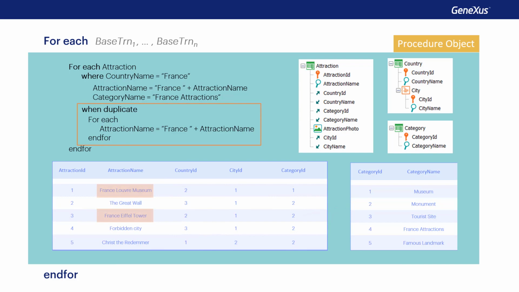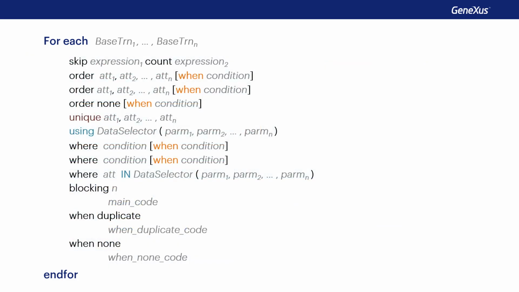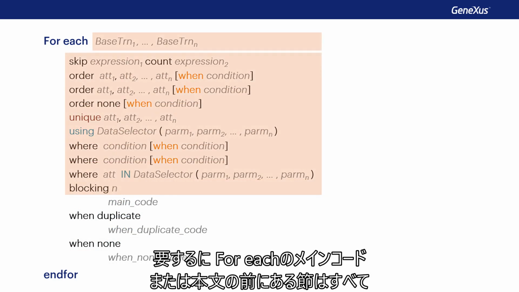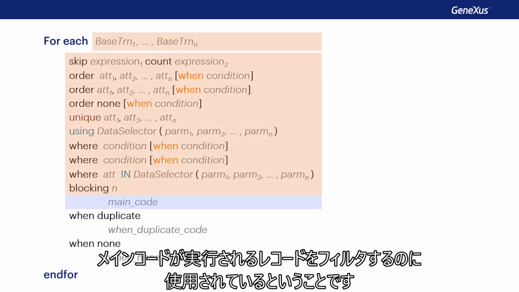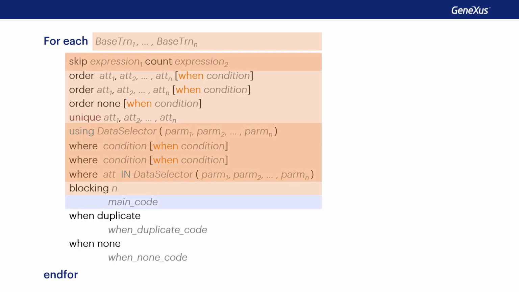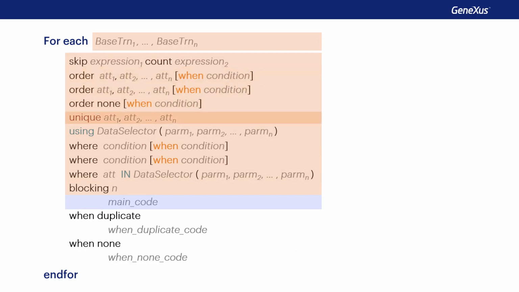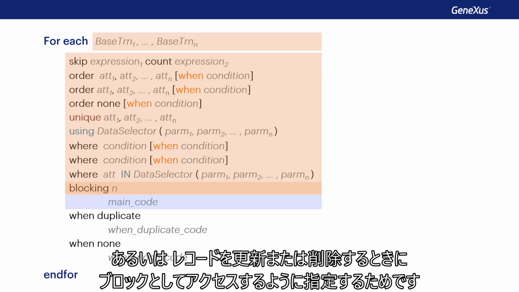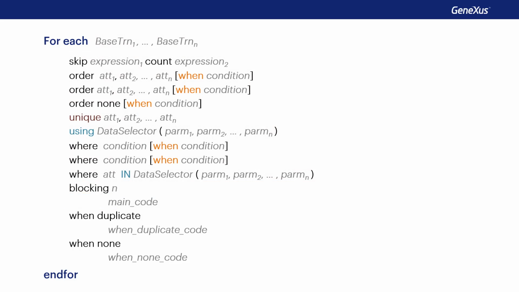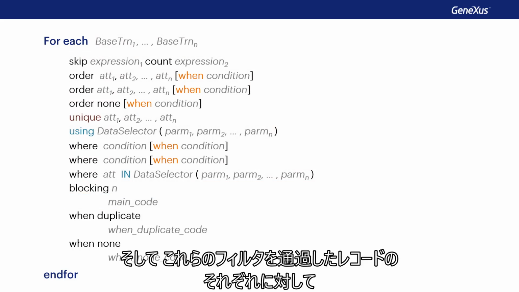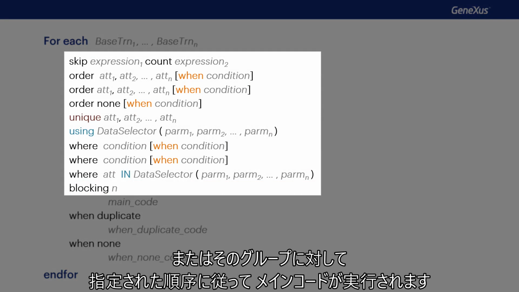In short, all the clauses prior to the main code or body of the for each are used to filter the records on which the main code will be executed, in order to sort them, group them based on repeated values and process them once, or to indicate that they'll be accessed as a block when you want to update and/or delete them. Then, for each one of the records that pass these filters or the grouping, and according to the determined order, the main code will be executed.